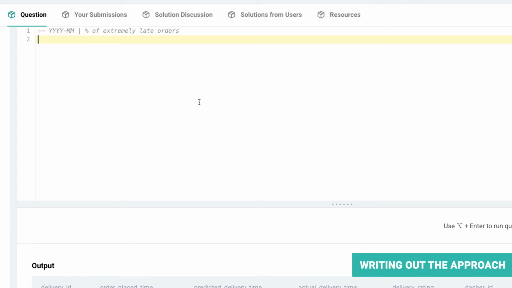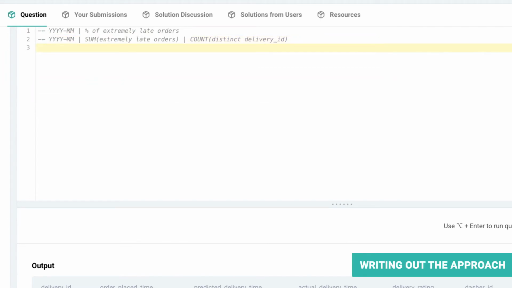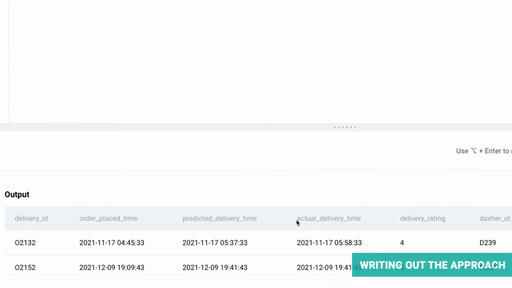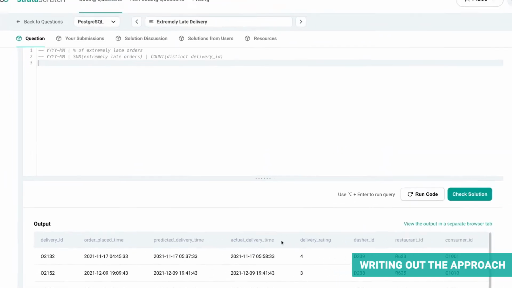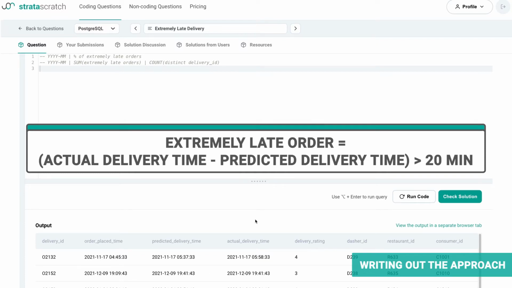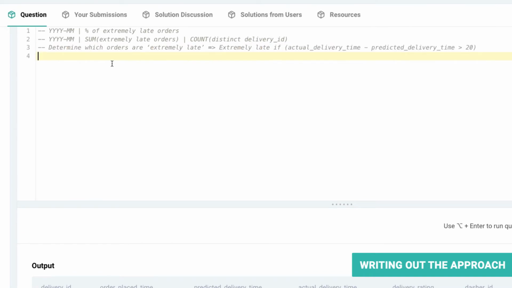Getting to the number of total orders should be easy because we only need to count the number of unique delivery IDs. Now the tricky part is getting the total number of extremely late orders per month, since that's not directly available. As we gathered earlier, in order to determine whether an order is extremely late or not, we will have to compare the columns predicted delivery time and actual delivery time. Remember, the definition was: if the actual delivery time exceeds the predicted delivery time by more than 20 minutes, then this order is extremely late. Now, to determine this, we'll create another column for extremely late orders using the case when statement.